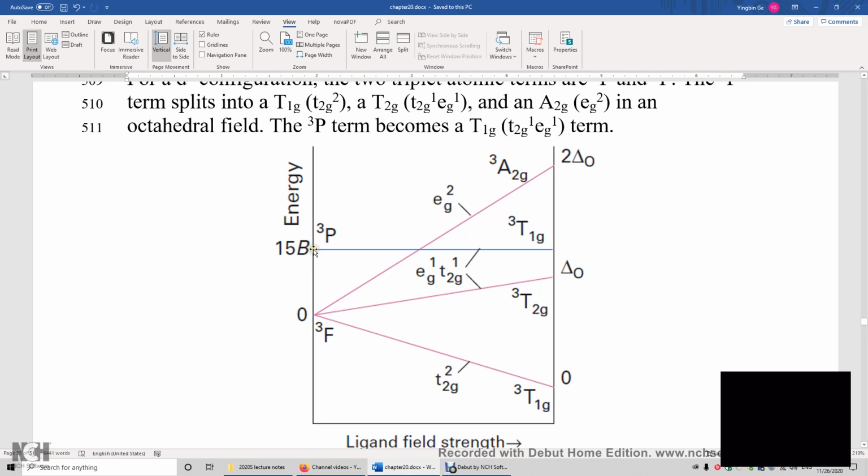And this B is larger when you have a free transition metal ion. It's smaller when this ion is surrounded by ligands. Why? Well, the 6 ligands may help disperse these 2 electrons and reduce this parameter B. So I want to tell you, this is 15B. This smaller gap is still 15B. It's just that now you have a smaller B. Same 15B expression, but B becomes smaller here. So that's why this blue line and this pink line are not parallel to each other.